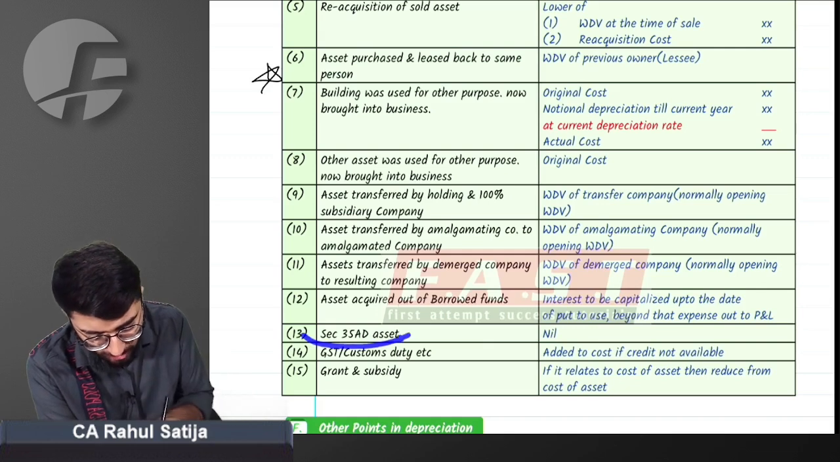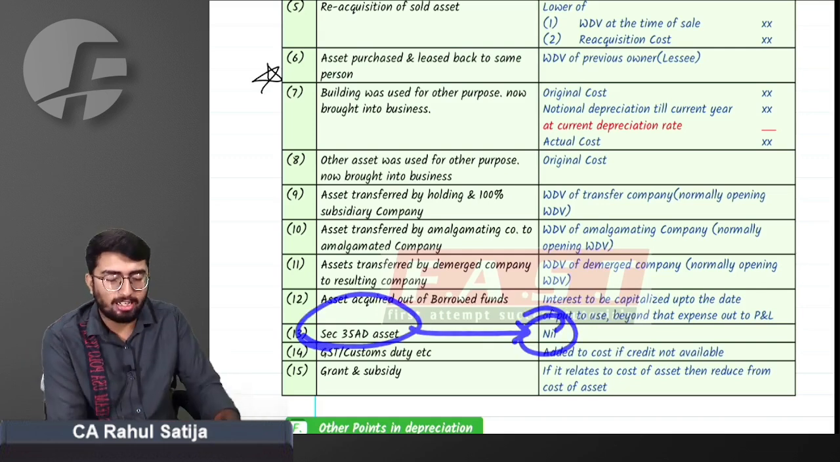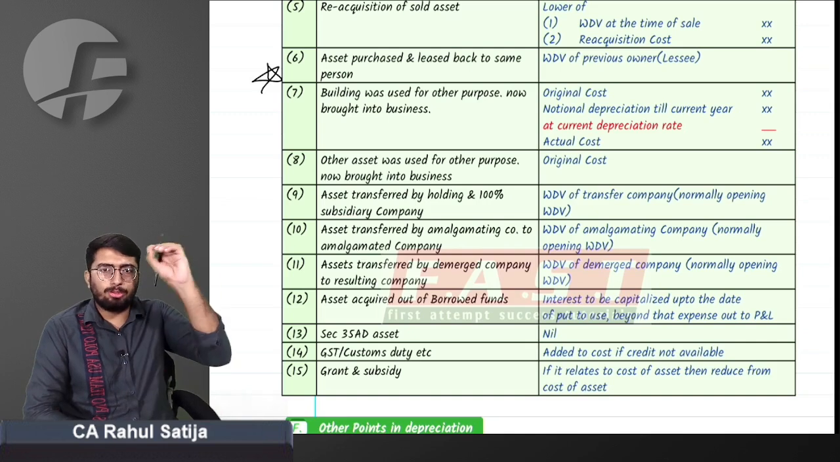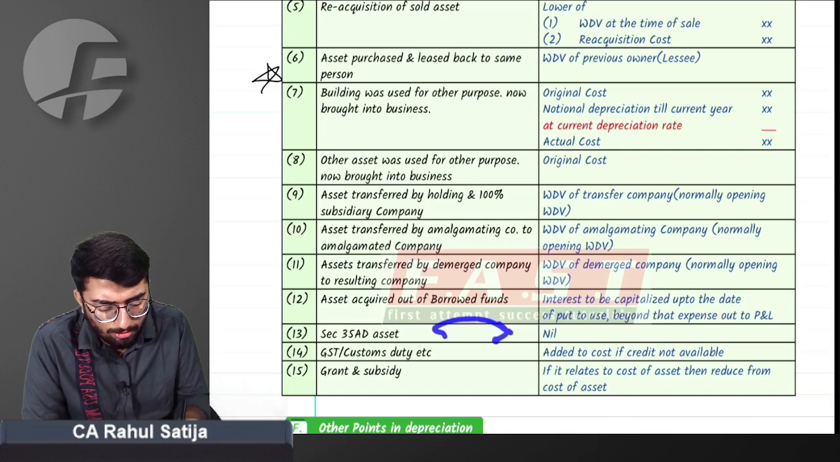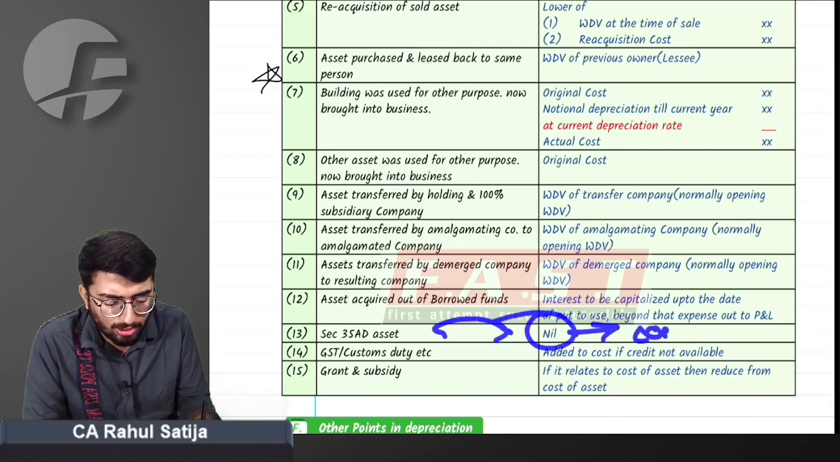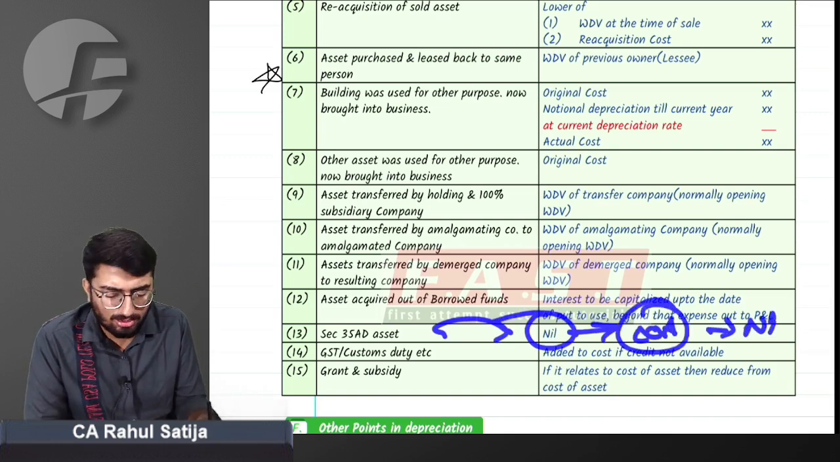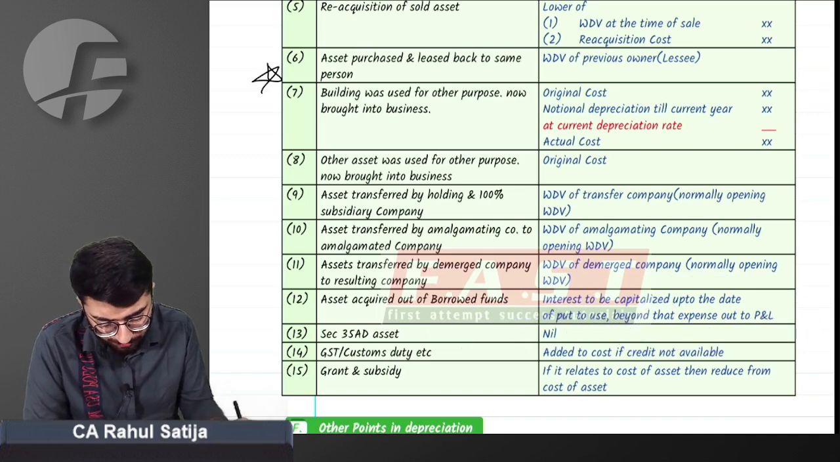Sir, what if you receive an asset that was used in a section 35/80 business? Those are specified businesses. If you have used those assets for such a business and you transfer them to a normal business, what will be the cost of acquisition? Cost of acquisition is normally nil. We'll study about this later on in detail.